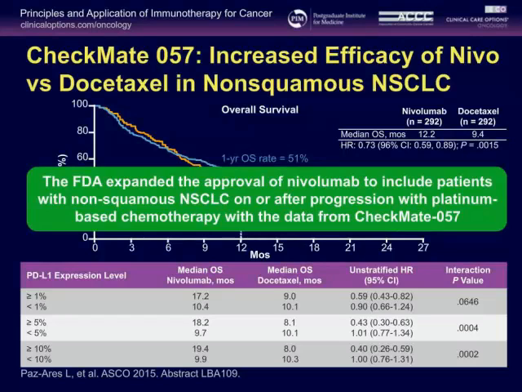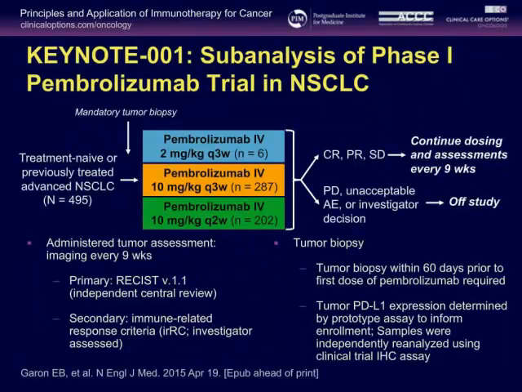Based on this trial, the FDA expanded the approval of nivolumab to include patients with non-squamous histology, and that approval just came this month in October. It is important to note that there is a PD-L1 assay available, but it is not a companion diagnostic, meaning you don't have to do it. It's a complementary diagnostic, meaning you can check it for your patients before prescribing the drug if you want to have a better chance of estimating who's likely to benefit or not, at least for the non-squamous patients.